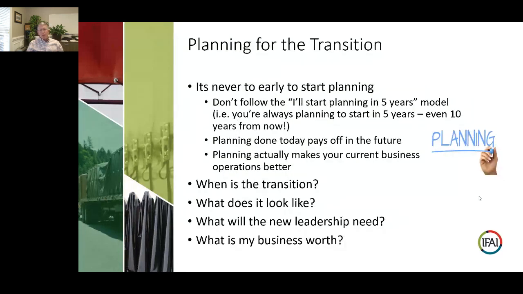So first thing is planning for transition. There's the old saying, it's never too early to start planning, and that applies to this activity as well. I think we all, to some degree, suffer from the "I'll get to that later" kind of thought process. You just need to be careful in this context to not get into the mode of "I'll start planning in 5 years because I'm not ready to retire yet, or I'm not ready to sell the business." Because one thing leads to another, and pretty soon it's 10, 15, 20 years down the road, and you haven't done any planning whatsoever.